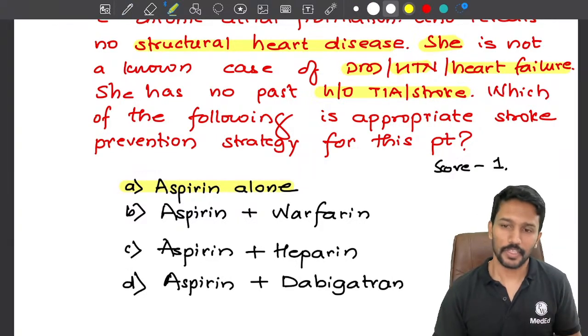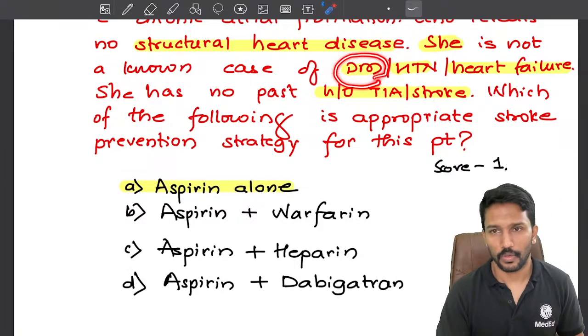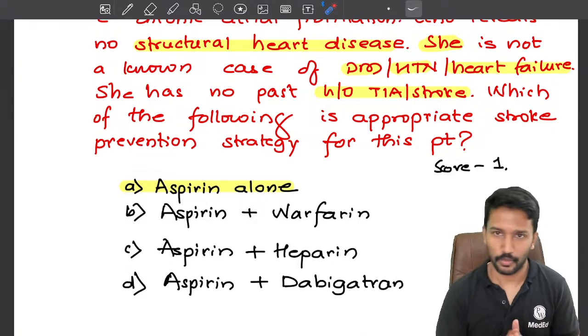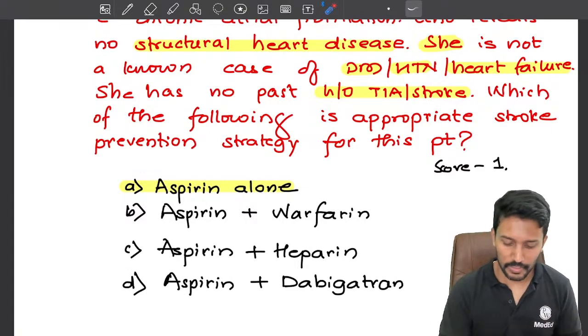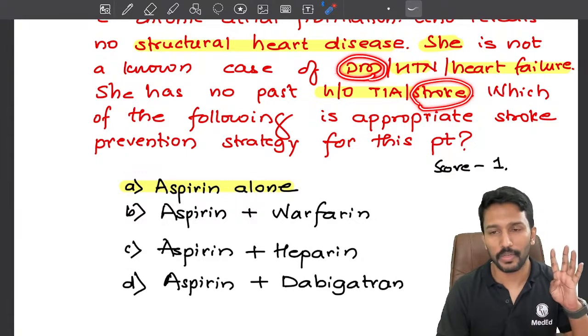Okay. So if I change that, like let me mention that patient is diabetic, okay, and there is a previous history of stroke, then I have to go for anticoagulation, right? So in this case, if I mention that there is diabetes and previous history of stroke, what will become the score? Score will become 4.